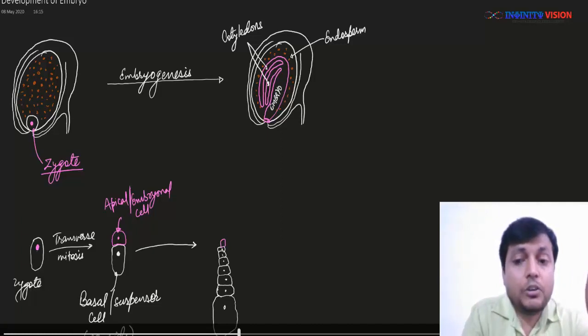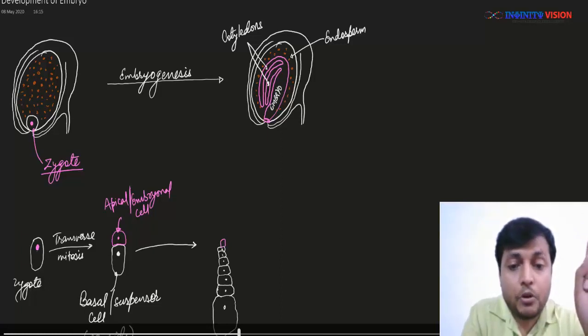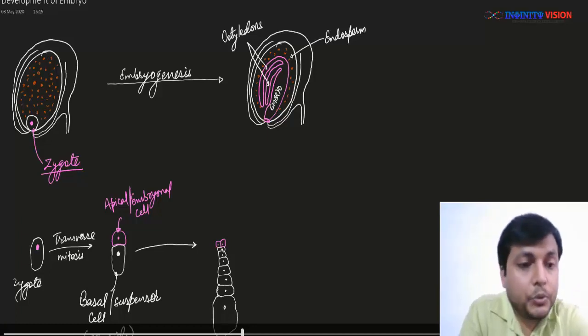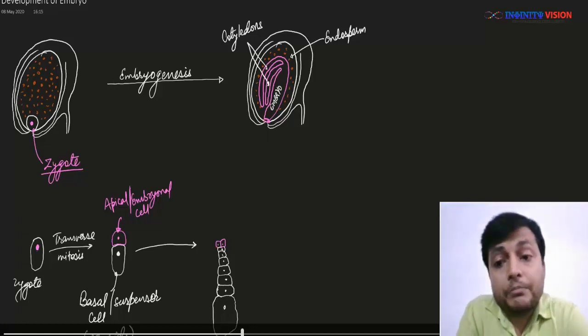At the same time, what happens? The apical cell or the embryonal cell divides vertically. It is not going to divide transverse. The first division in the apical or embryonal cell is vertical to form two cells. Okay, see, now this two-celled stage is called a proembryo. This is called a proembryo.